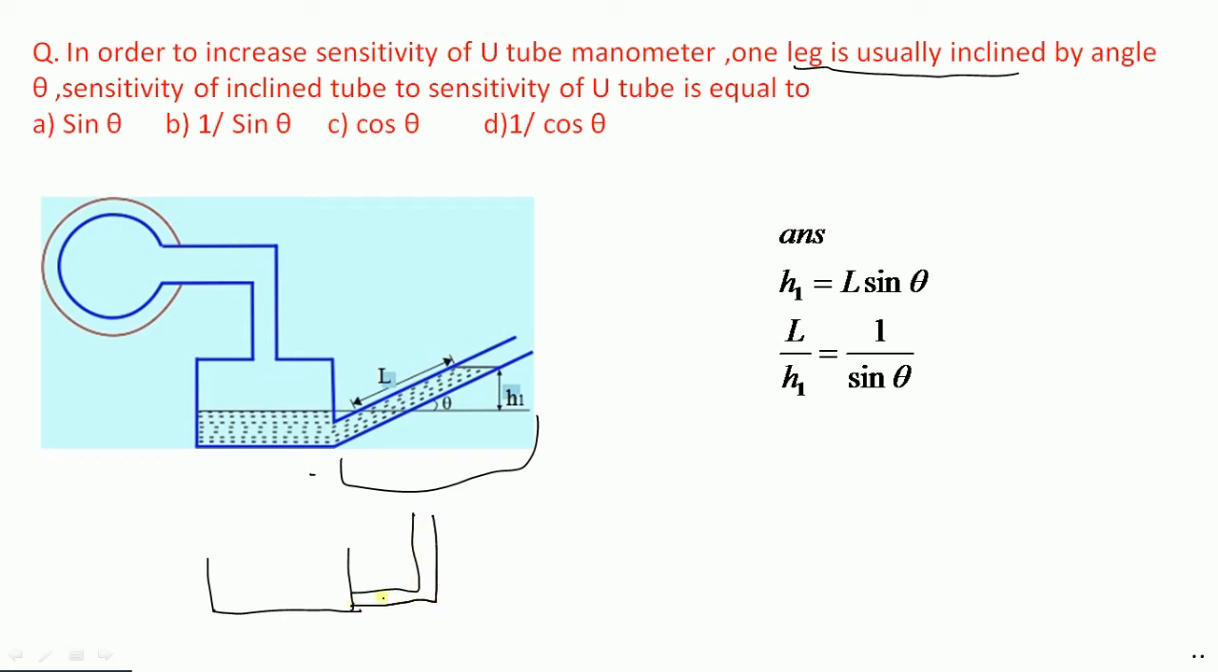To increase its sensitivity, it is going to be inclined. So the inclination gives appropriate values as well as very quick action when we raise the pressure. So we have H1 is equal to L sin theta, because we have angle theta here and this is the length. So L upon H1 equal to 1 upon sin theta. Therefore, sensitivity of inclined tube to U-tube is equal to 1 upon sin theta. Option B is the correct option.